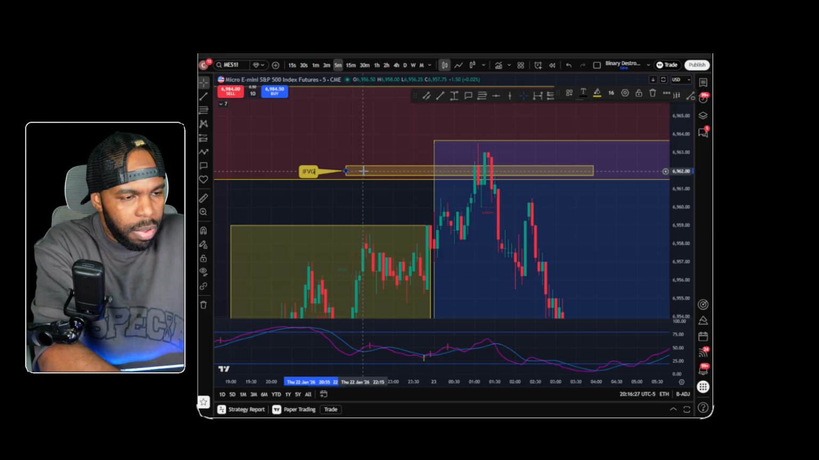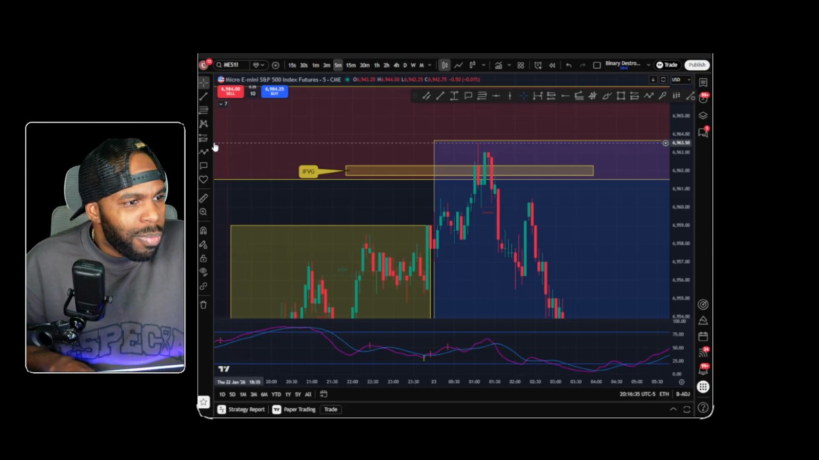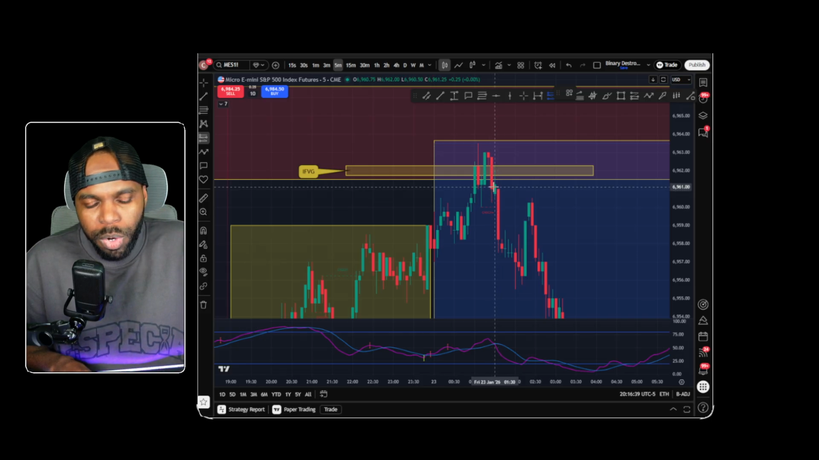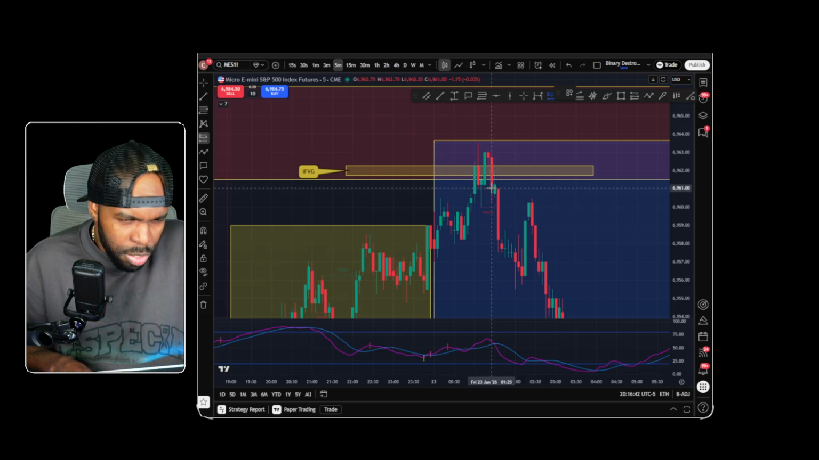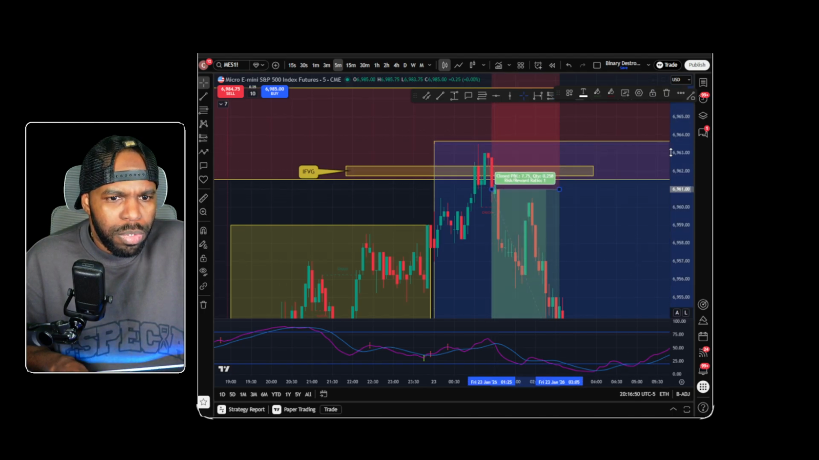Inversion fair value gap, that's what it turns into. As you can see, price closed below that. So once I see that, I'm taking the trade. Now like I said, if you want to be safe, just wait for the pullback. You can either wait for the pullback into this inversion fair value gap, or just take your trade as soon as price closes below that.